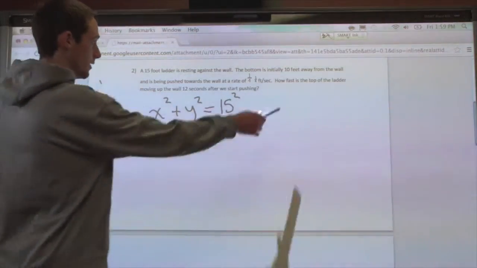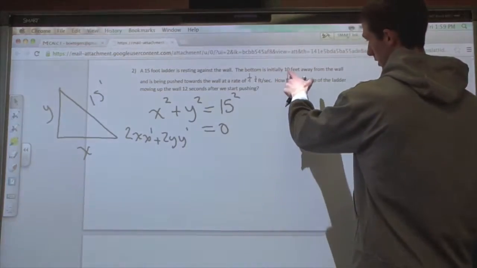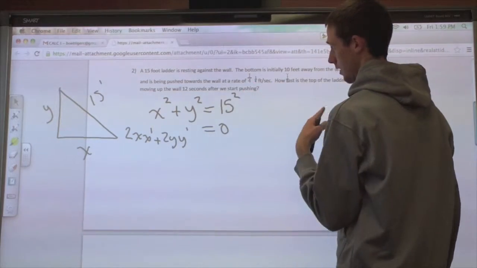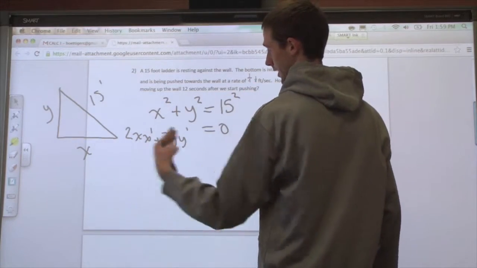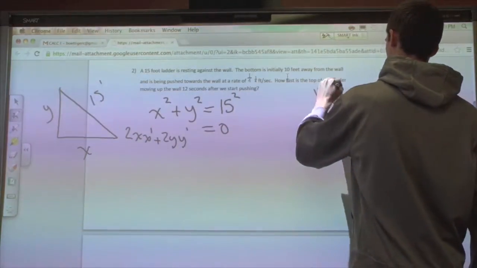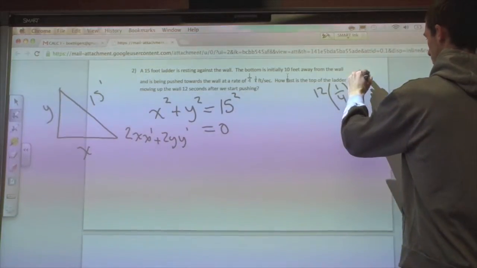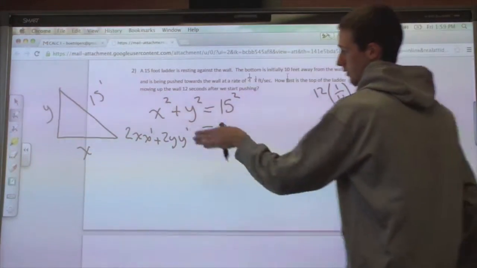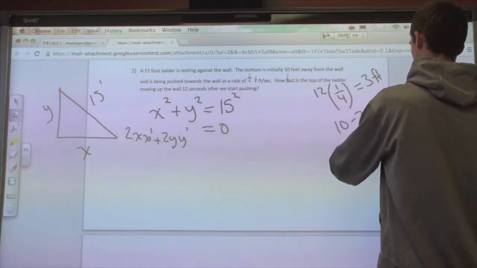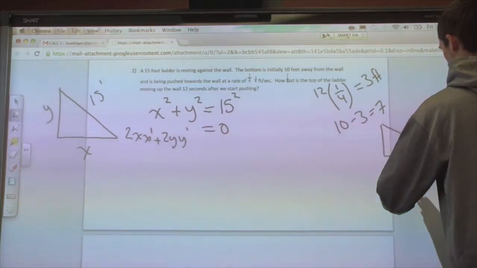And the x and the y that we need are going to be at this 12 seconds. So initially the base is 10 feet away, and we're pushing at 1/4 of a foot per second inwards. So 12 seconds times 1/4 feet per second is going to give us 3 feet. So after 12 seconds, we've pushed the base in 3 feet. 10 minus 3 is going to be 7. So now we know that we've got 7 here.